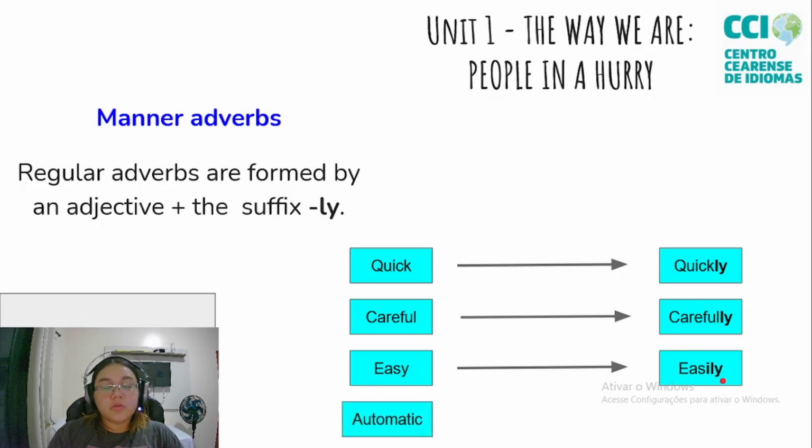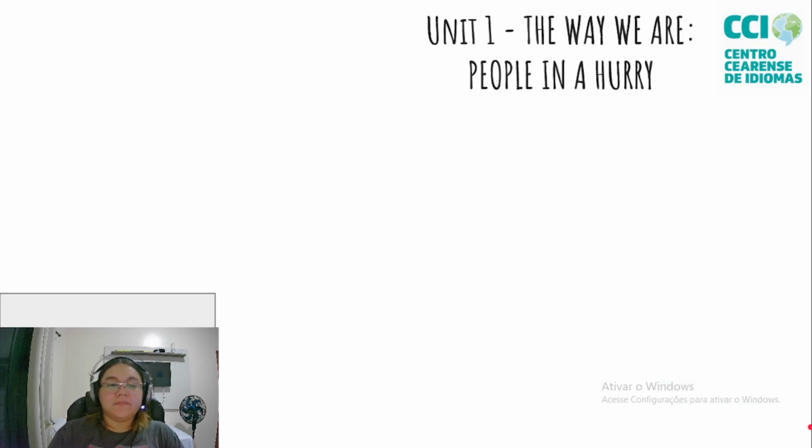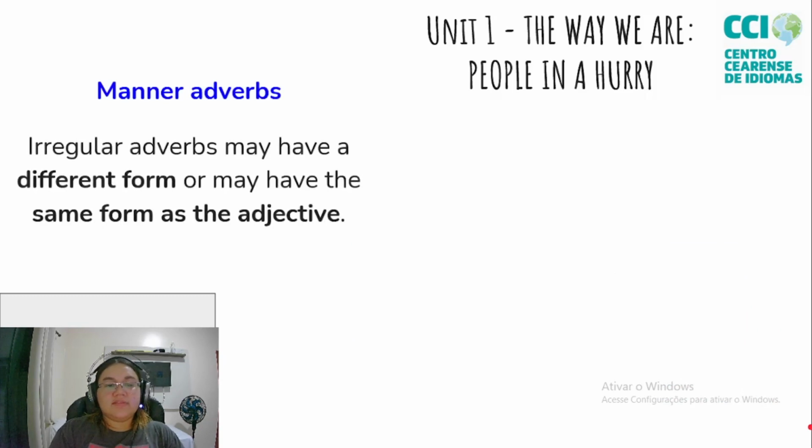Another rule is when a word ends in the letter c, like automatic, which ends with a c. How do we turn it into an adverb? We add the ending ally. It's not just ly or ily. It's ally: automatically. Okay? So let's see here.